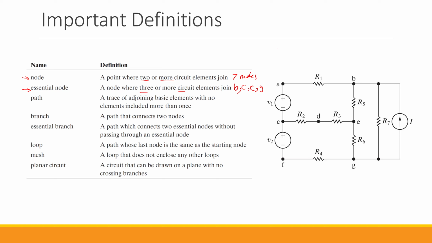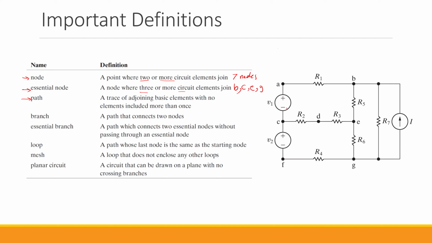Okay, so now let's go to the third definition. We have the definition of a path. A path is a trace of connected or adjoining basic elements with no elements included more than once. So let's come up with a couple of paths.